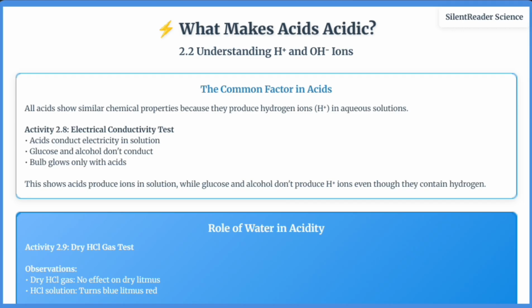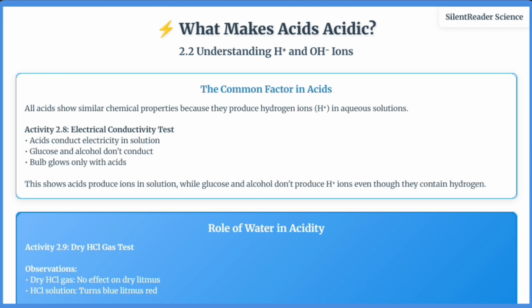What makes acids acidic and bases basic? The answer lies in the ions they produce in water. All acids produce hydrogen ions H+ in aqueous solutions, while all bases produce hydroxide ions OH-. In Activity 2.8, we test the electrical conductivity of various solutions and find that acids conduct electricity because they produce ions, while substances like glucose and alcohol containing hydrogen don't conduct electricity because they don't produce H+ ions.